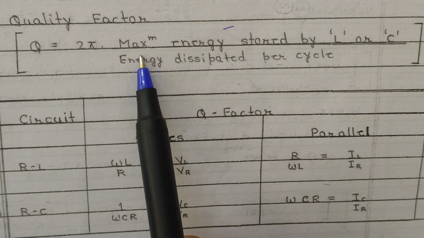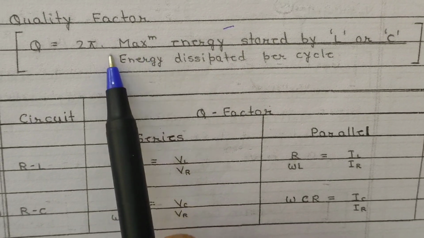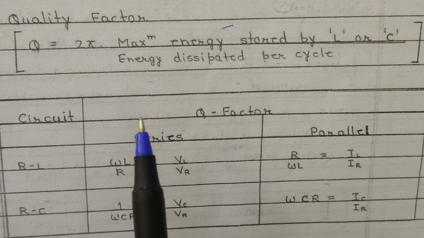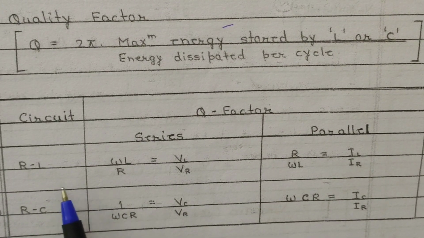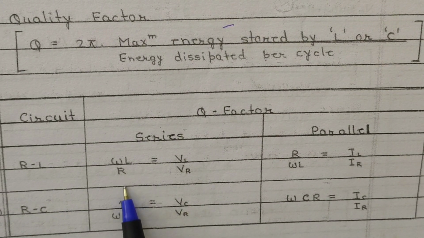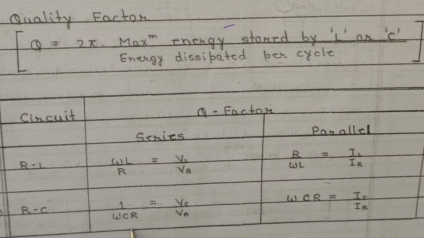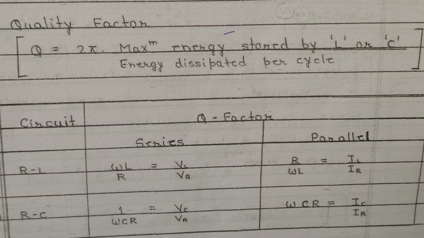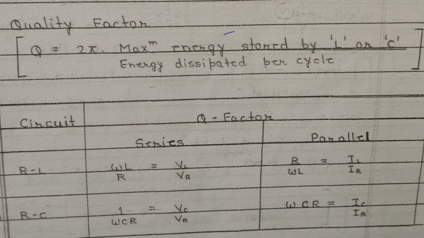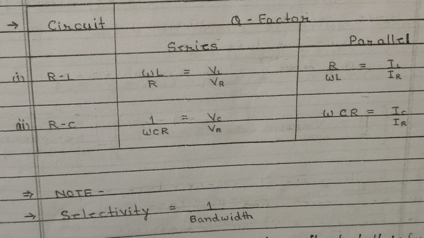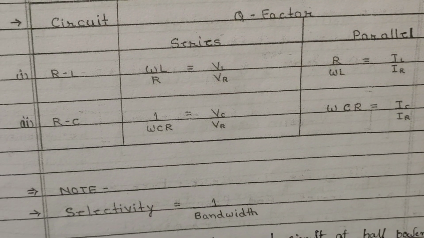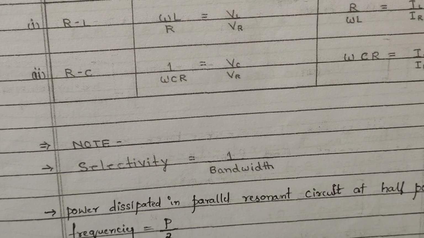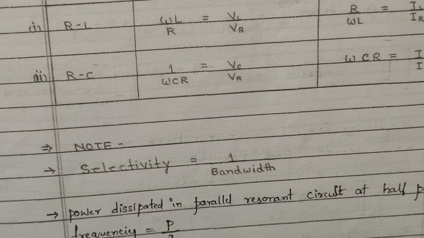Quality factor, which is directly proportional to the sharpness at resonance, can also be represented as 2 pi into maximum energy stored by inductor or capacitor by energy dissipated per cycle. For a series RL circuit, it is omega L by R or VL by VR, 1 by omega CR, or VC by VR. Please keep these formulas in mind. Note the point that selectivity is inversely proportional to bandwidth. At half power frequency, power dissipated in the parallel resonance circuit will be half of the power.